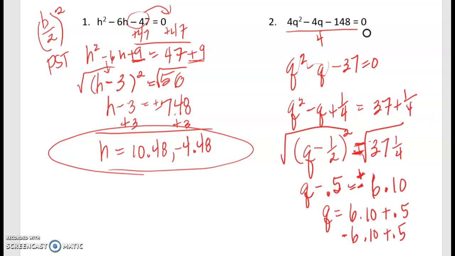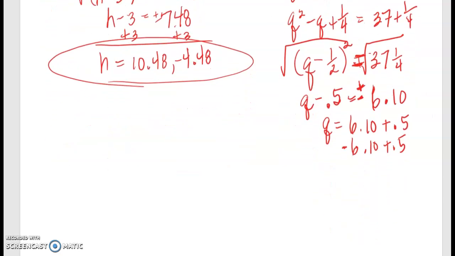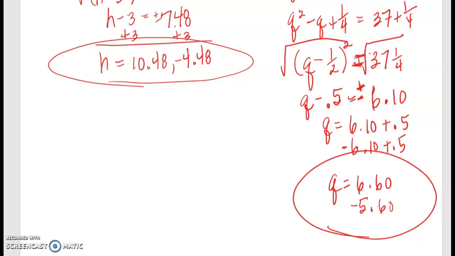Let me finish up these two answers here. My first solution would be 6.60, and then if I have negative 6.1 plus 0.5, that gives me negative 5.6. Those are my two answers. You can put the 0 on there if you prefer to do that.